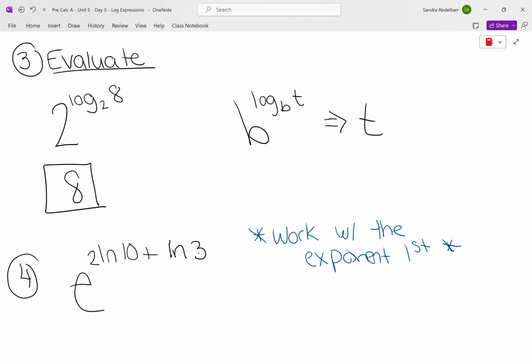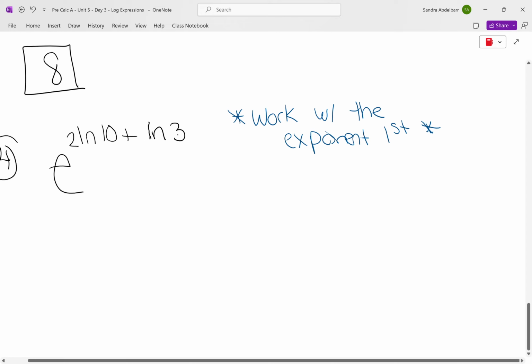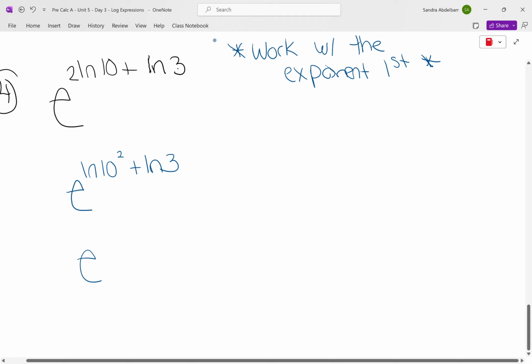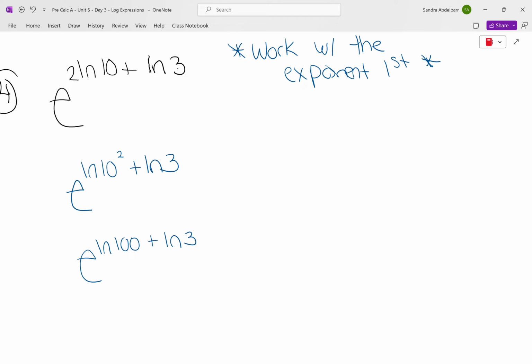What do I mean when I say work with the exponent first? What am I suggesting we do? Simplify the exponent, exactly. So I want to condense this down to 1 log. So we're going to have e to the ln of 10 to the second power plus the ln of 3. Do we agree this is e to the ln of 100 plus the ln of 3?